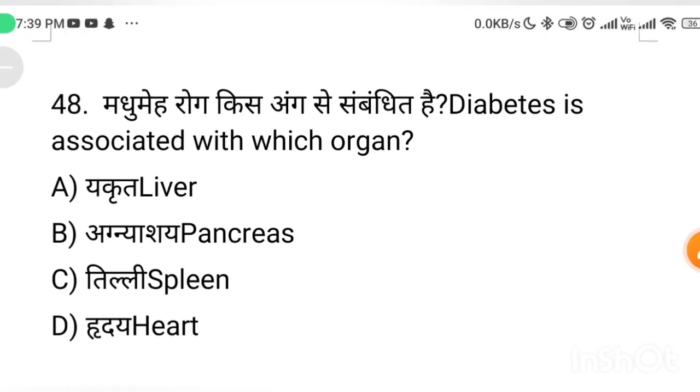Diabetes is associated with which organ? Option A, liver. Option B, pancreas. Option C, spleen. Option D, heart. Correct answer is option B, pancreas.